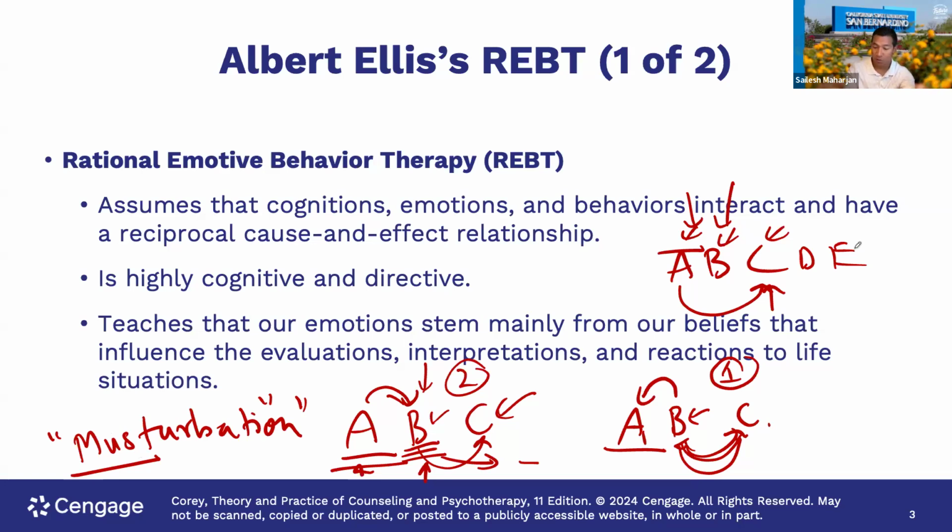And our job is, I said about D and E, you have to dispute your belief. I must be competent in everything I do must be challenged. You have to dispute. Well, I'm fallible. I may make mistakes. So what? That doesn't make me less competent. I can learn from a mistake. That is the disputing, right?